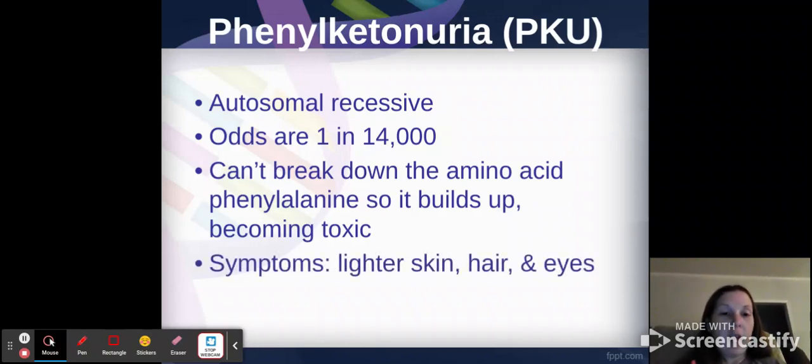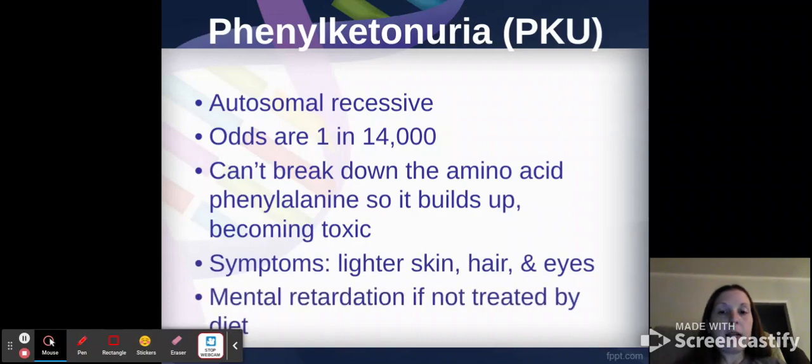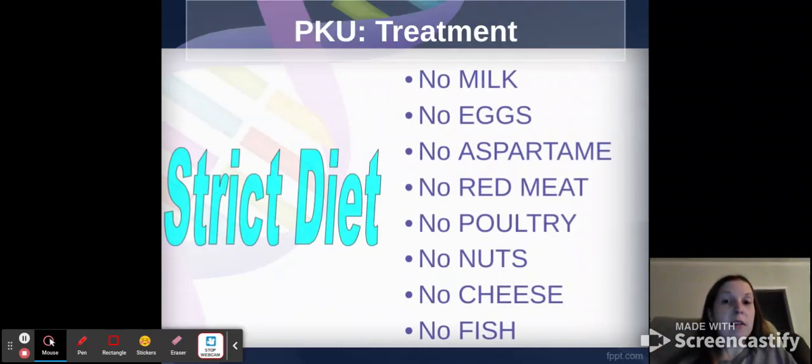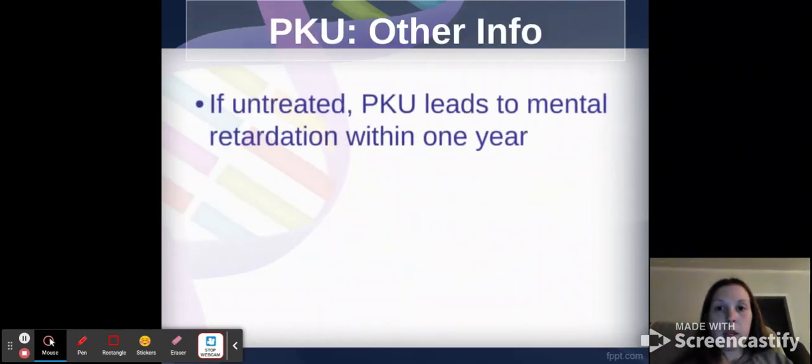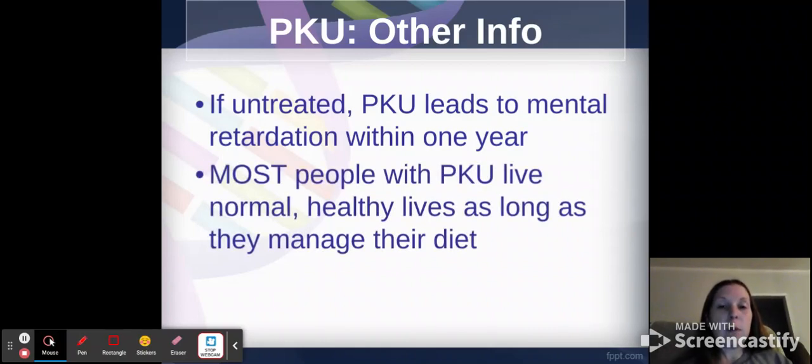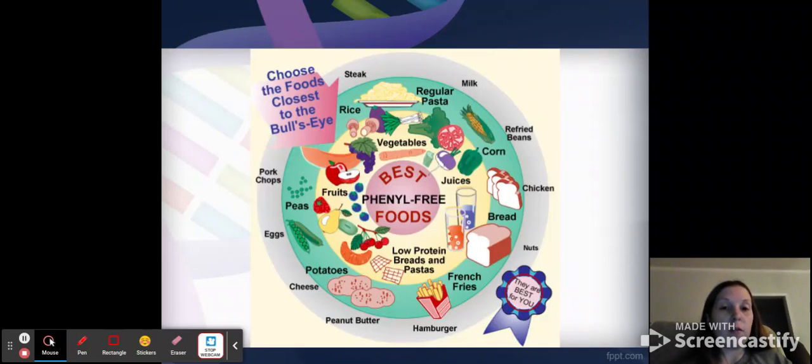Symptoms of this are lighter skin, hair, and eyes. And it can lead to mental retardation if it's not treated by diet. And that is actually the treatment, a very, very strict diet. So you see all these things they are not allowed to eat to prevent a buildup of that phenylalanine. If untreated, PKU can lead to mental retardation within 1 year. Like that's how quickly it can cause effects on the body. And then most people with PKU will live normal, healthy lives as long as they manage the diet that they need to prevent that buildup.